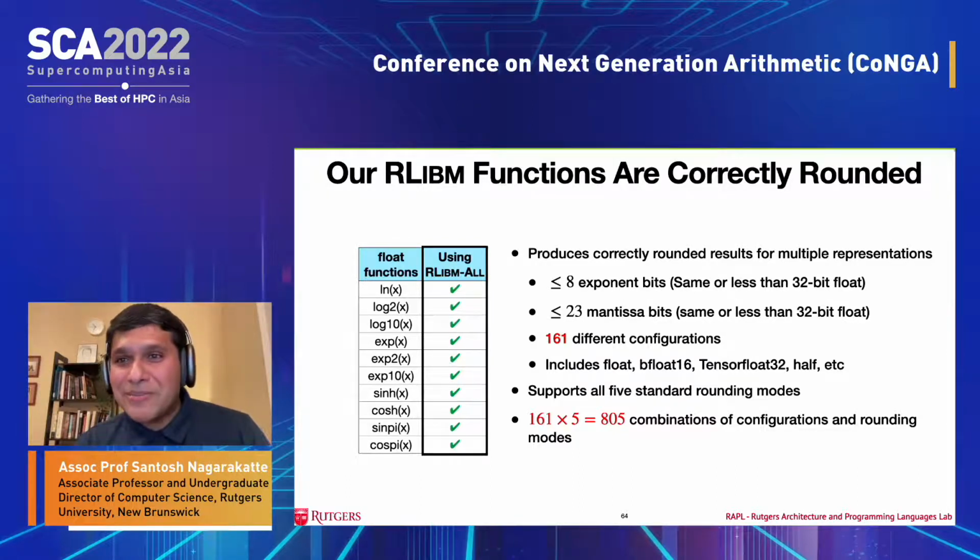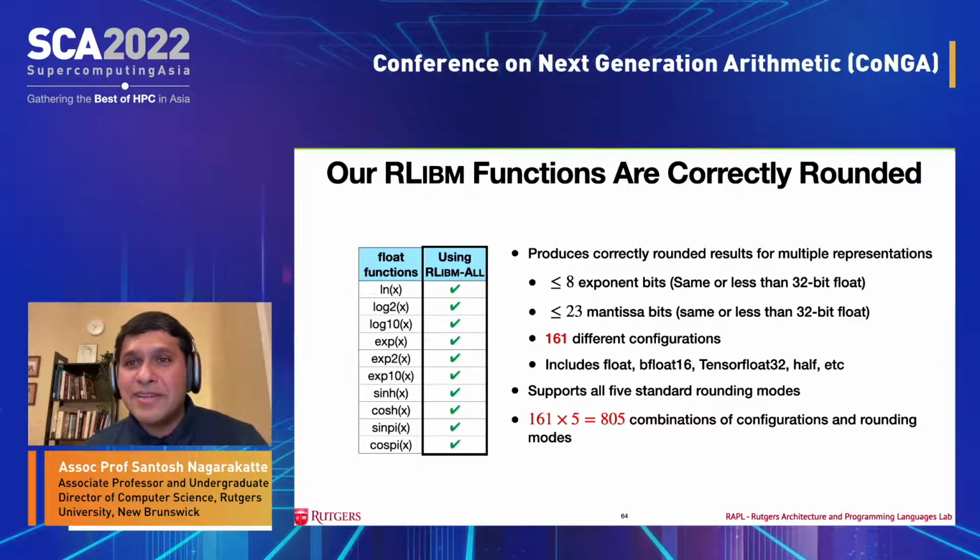So there are 161 such configurations, which also includes bfloat16 and tensorfloat. All those come under these permutations with the exponent and the mantissa that you can play with. And there are 5 rounding modes in the IEEE standard. When you multiply them, there are 805 different configurations. A single polynomial approximation that produces correct results for 805 different configurations for all inputs. So this was fantastic.